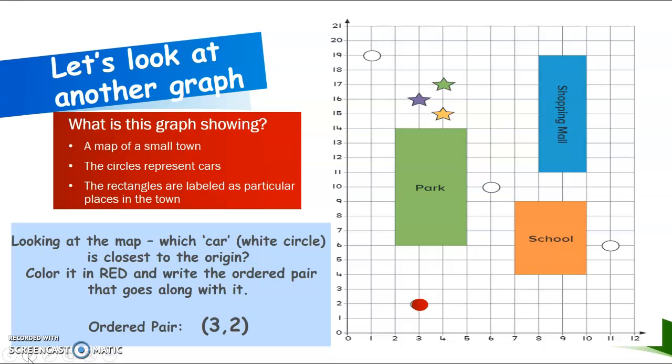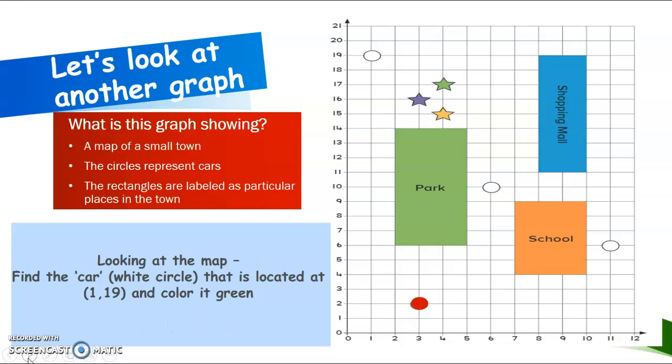Okay, let's look at another one. Looking at the map, find the car that is located at 1, 19 and color it green. Again, you're not going to be coloring it green, but find it on the map. Think about it, visualize it, put your finger there. Were you thinking right there? Hopefully you were.